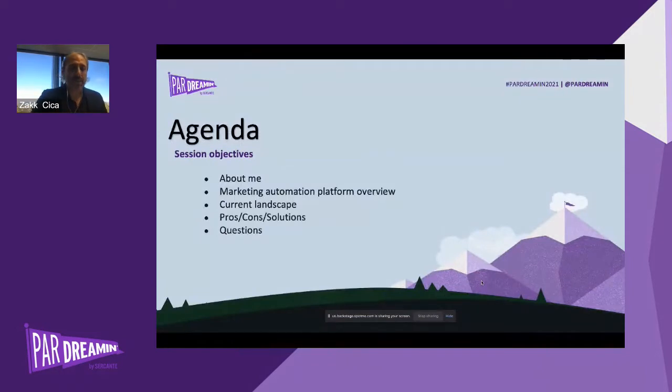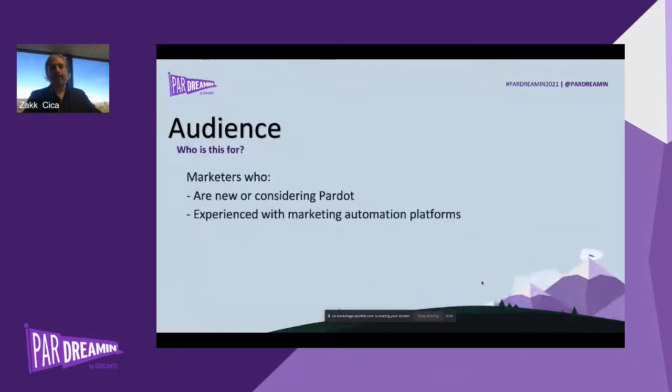The session objectives are, I'll give you a bit of a background about me. That should take up most of the half hour, and if there's time, we'll go through the marketing automation platform overview, give you an idea of my current landscape, and then the pros, cons, and solutions of Pardot, and then we can open the floor up for questions.